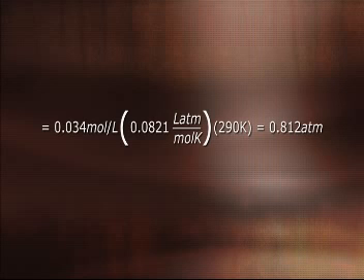Therefore, the moles per liter multiplied by the ideal gas constant multiplied by the temperature on the Kelvin scale gives us the answer 0.812 standard atmosphere. Students, now that we have worked through this exercise together, you are ready to try an activity on your own. Please take note of any important information you will need to complete this activity.